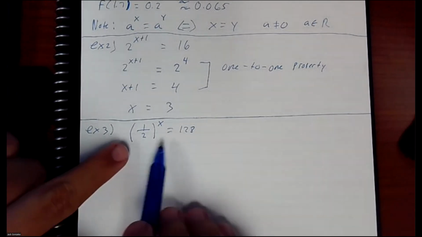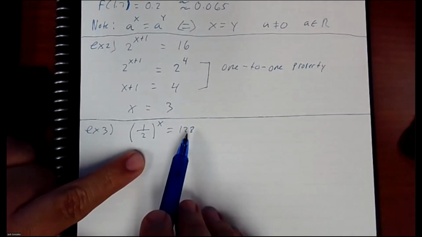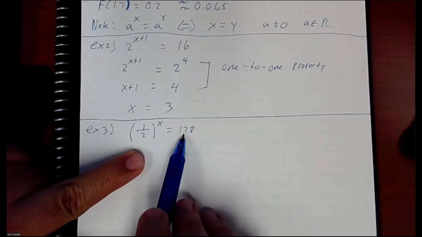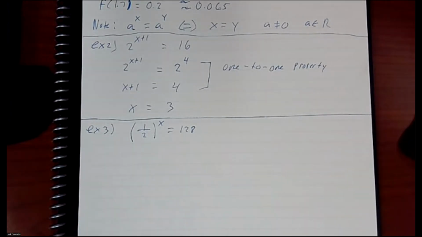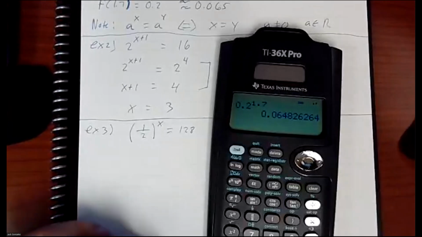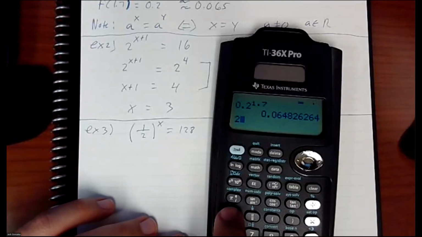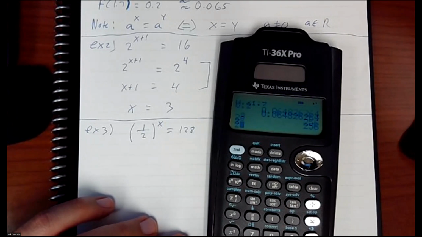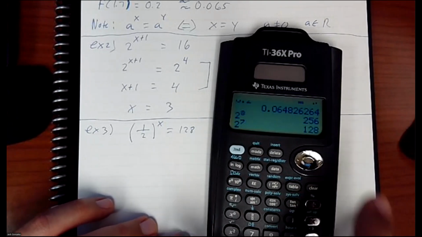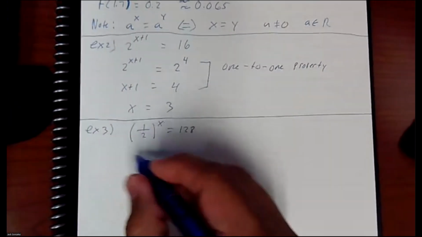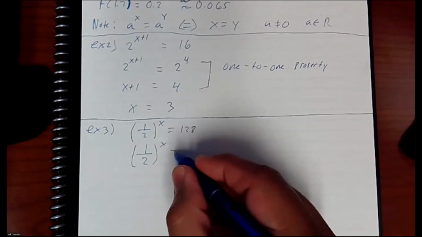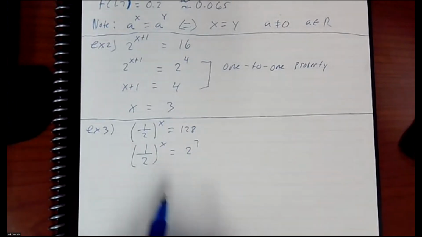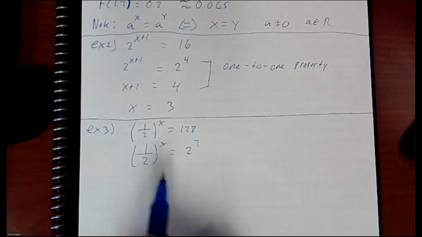Notice here, I need to rewrite them to match the same base. This is a power of 2. I'm not sure how many 2s. Let's see, more than 4 for sure. Oh, 2 to the 7. So this is 2 to the 7 right here. Now just rewrite this one as a 2 instead of a half.